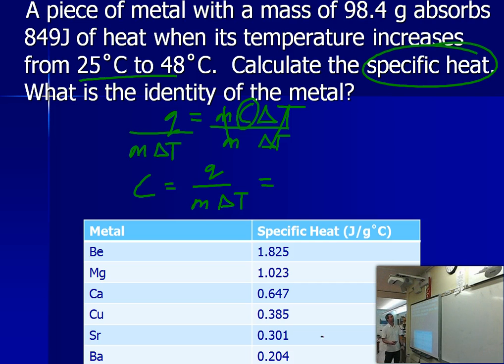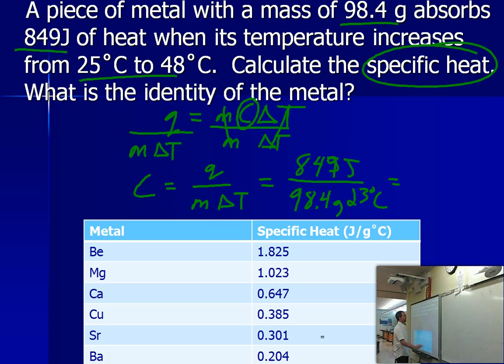So now I should be able to go into my problem and just plug in the numbers. So what does it have in terms of Q? That's energy, looks like 849 joules. So I'll put that in there, 849 joules, divided by the mass, which is, and look here, 98.4 grams. Okay, and then delta T. Okay, so be careful here. It's not 25 and it's not 48. It's actually 48 minus 25, right? Which would be, of course, 23 degrees Celsius.